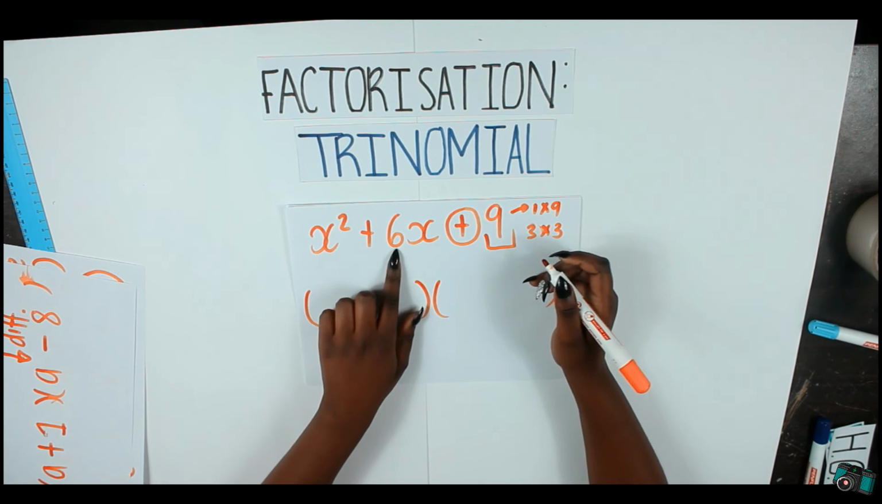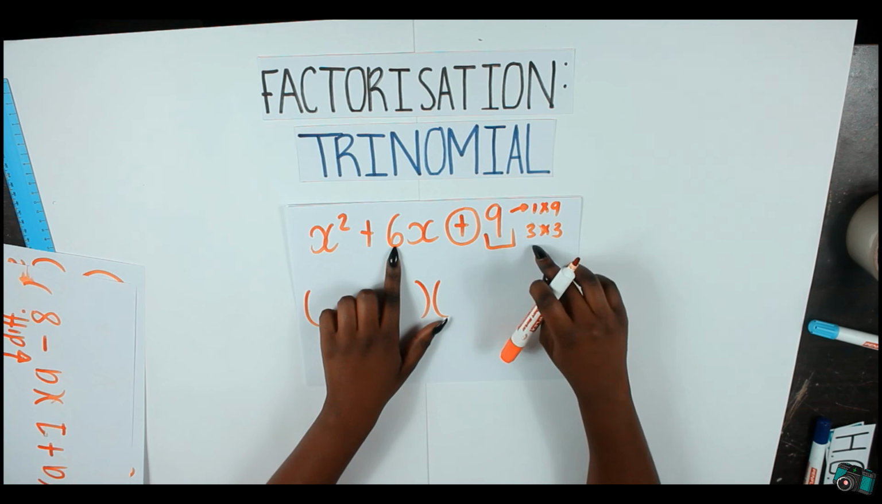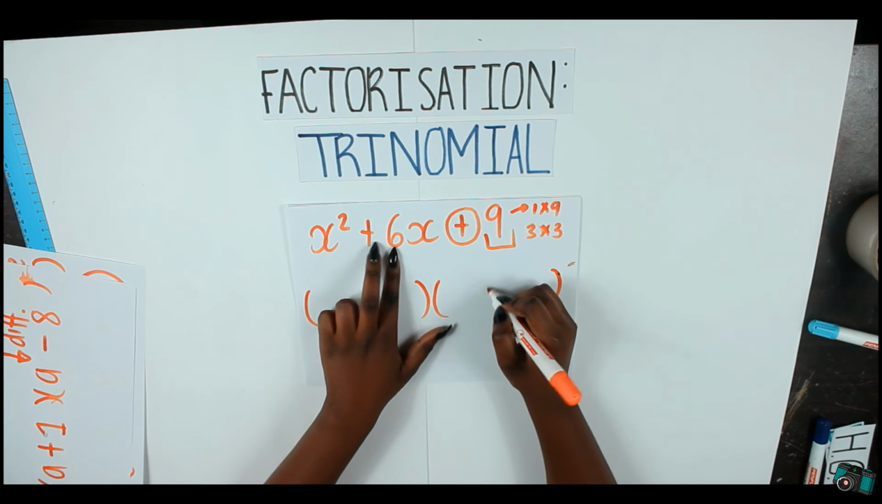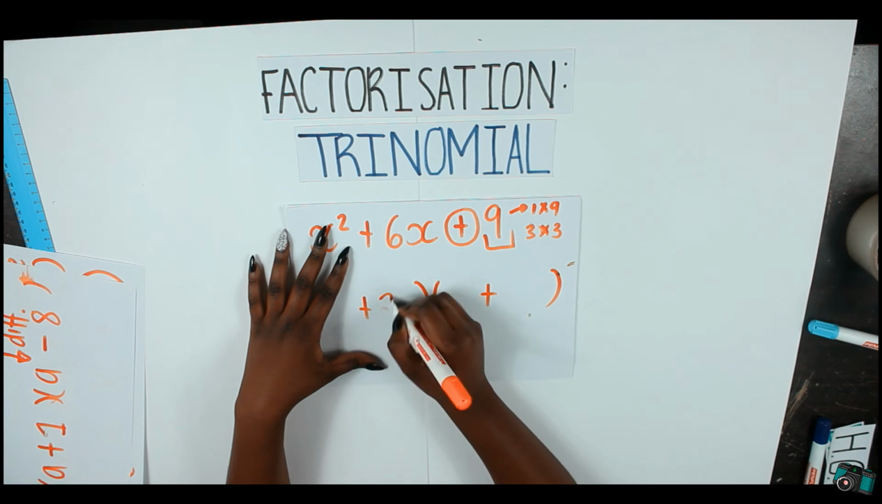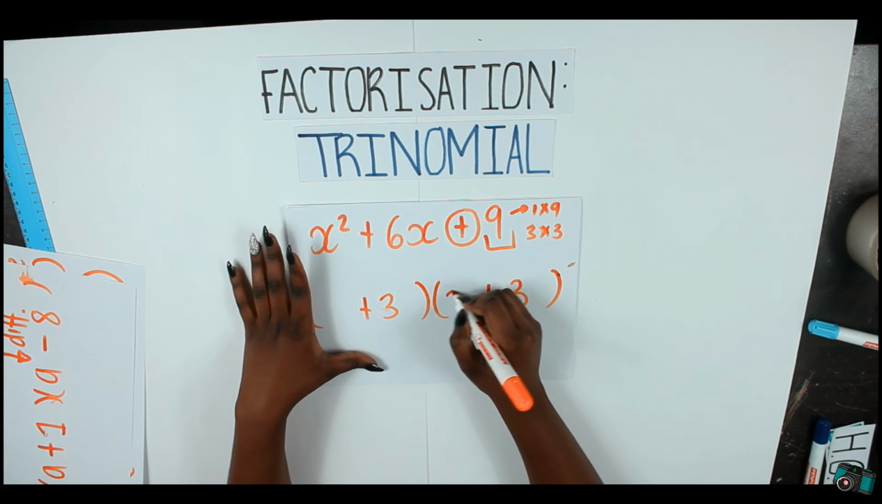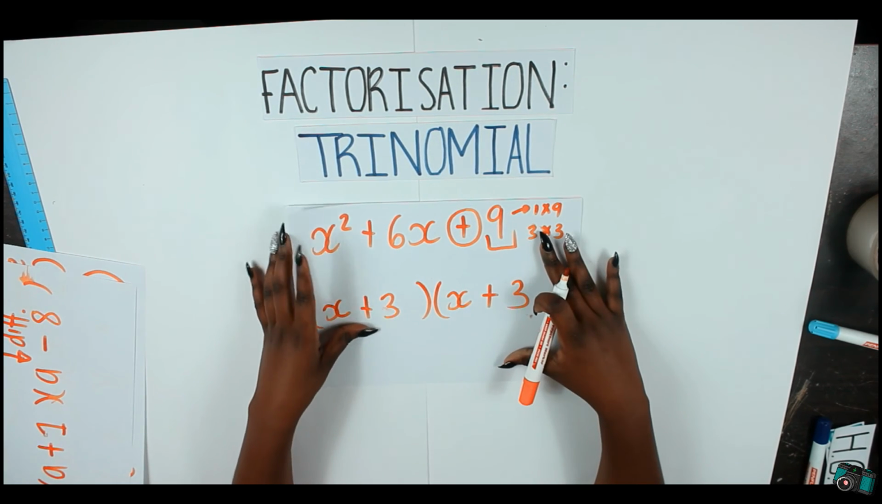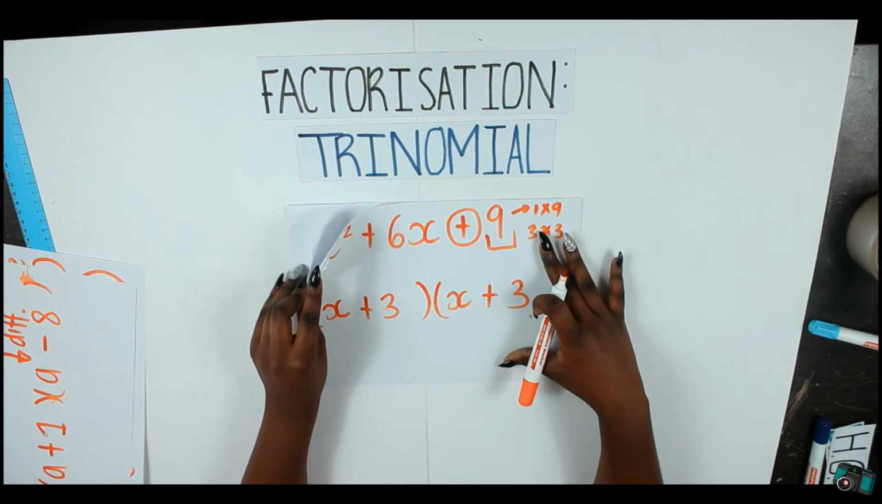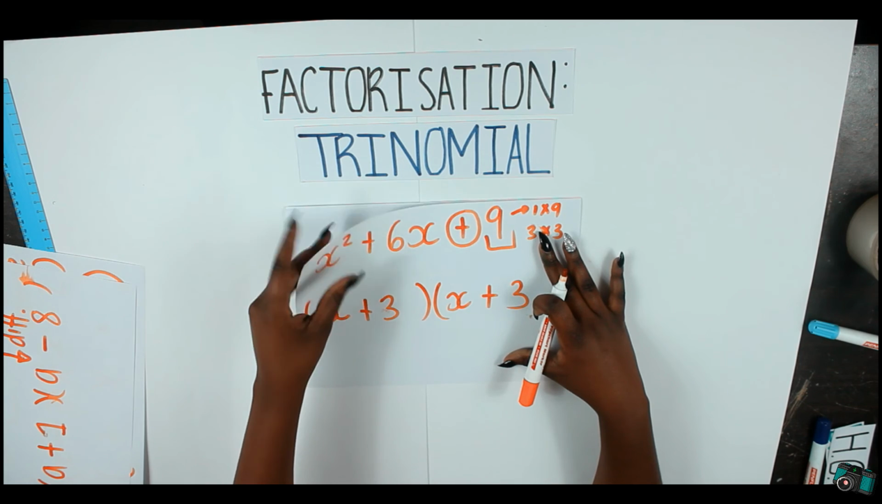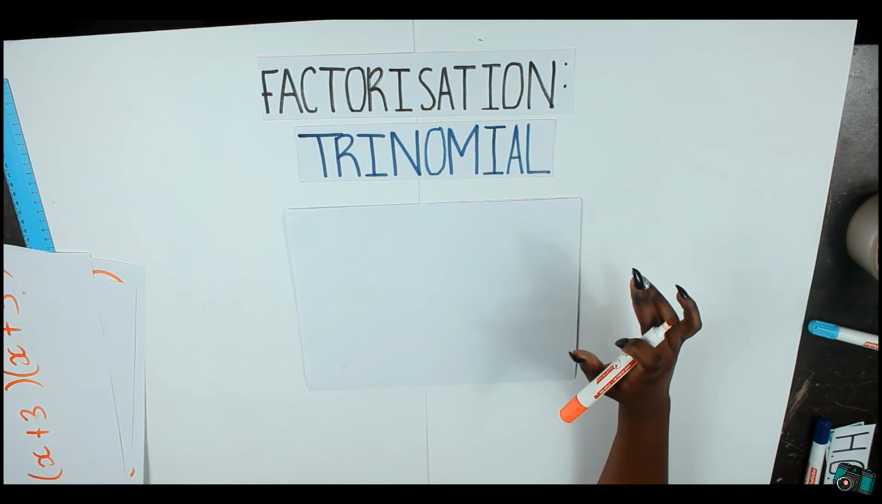We have to get to positive 6. 3 plus 3 is 6, right? So we know it's going to be plus and plus. 3 there, x and x. It ends here, we have one term at the end. Okay, let's do another one.